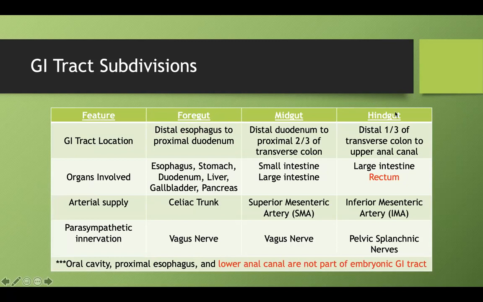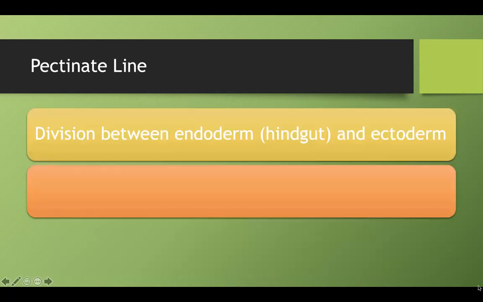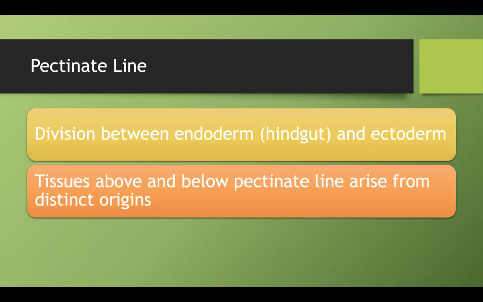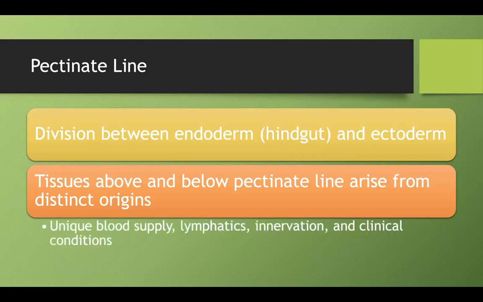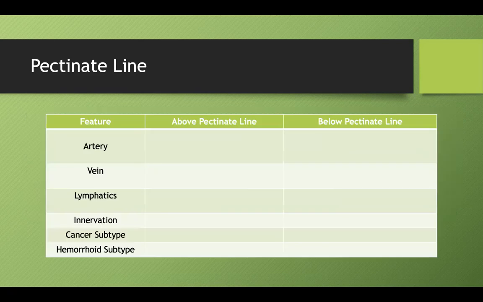The same thing's happening here, where our rectum and our upper anal canal are a part of our hindgut. So it's going to receive a distinct nerve supply, lymphatics, and all that. Whereas distal to the pectinate line will have a different epithelial composition. And let's go over all of that now. And again, just as I was saying, the tissues above and below the pectinate line are going to have unique origins. And so therefore they'll have unique blood supply, lymphatics, innervation, and some clinical conditions.